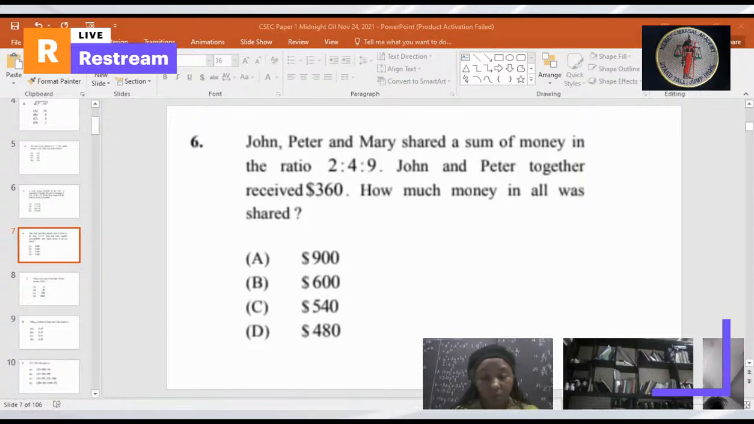So John would be 2, the 2 over 15 times 360. And Peter is 4 over the 15. No, 360 is not the total received. The 360 is what John and Peter got together.